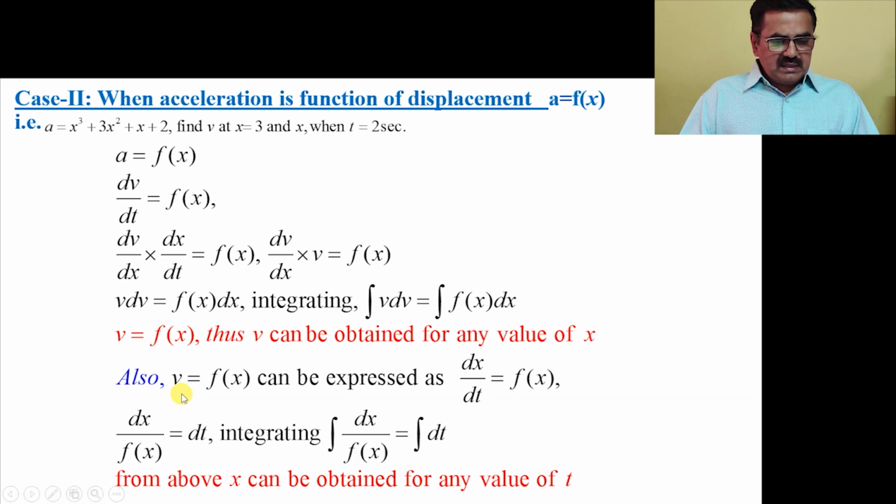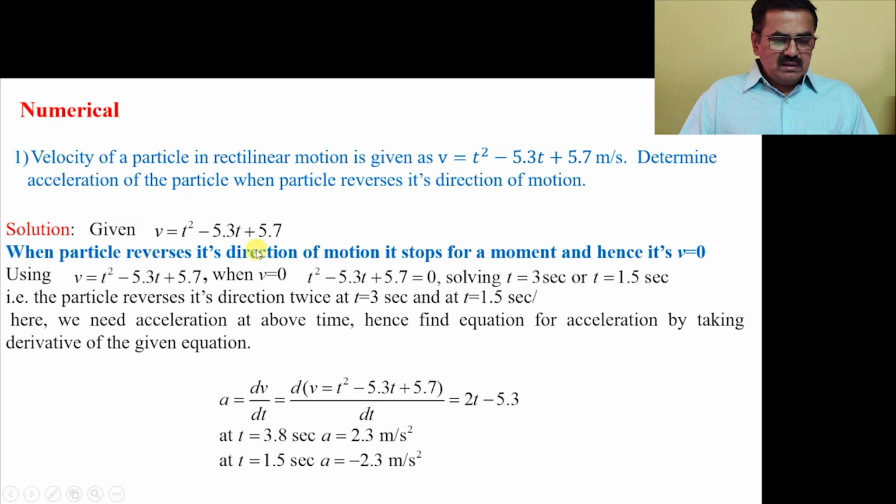Also, as v is a function of x, it can be expressed as dx by dt is equal to f of x, because we know velocity v is equal to dx by dt. Now rearranging the equation again, dx upon f of x is equal to dt, and if you integrate this equation, the result will be an equation in terms of x and time t, and thus you can calculate x for a given time t. Okay, now let us switch over to numericals based on this topic.